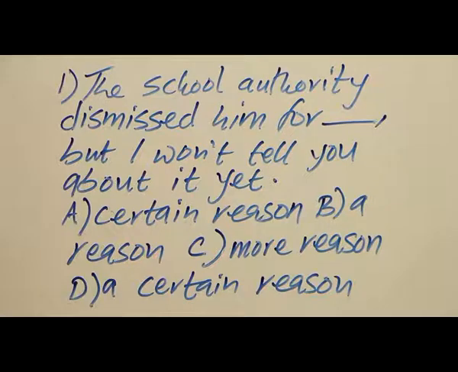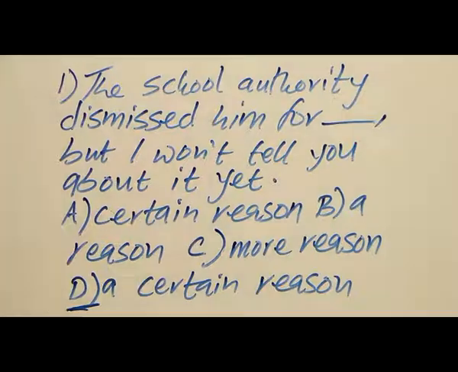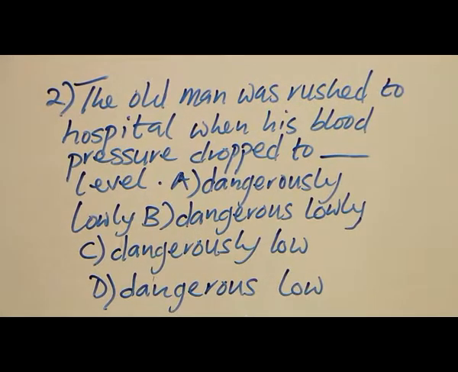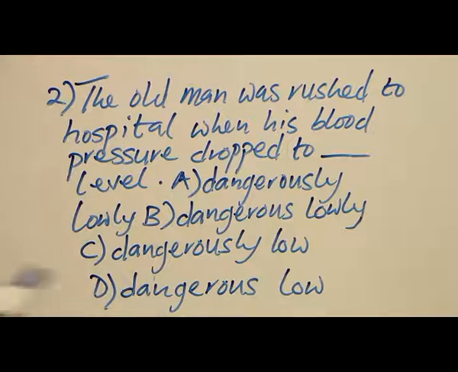Now we look at option D, which is our answer. The school authority dismissed him for a certain reason. Now take note of the other part of the sentence, but I won't tell you about it yet. So there's a certain reason that is not being disclosed. So that emphasis makes option D the answer to question number 1. Now we'll take question number 2. The old man was rushed to hospital when his blood pressure dropped to dash level.